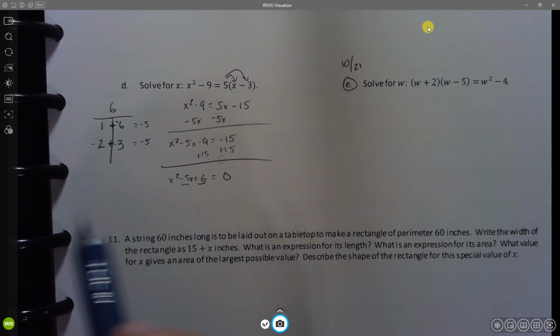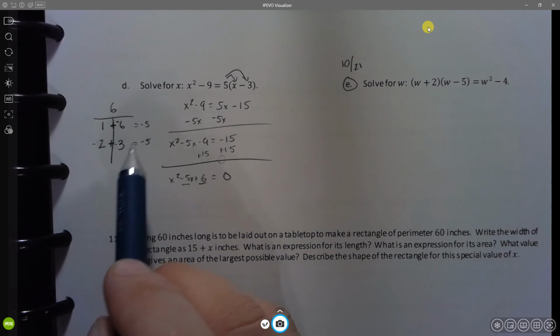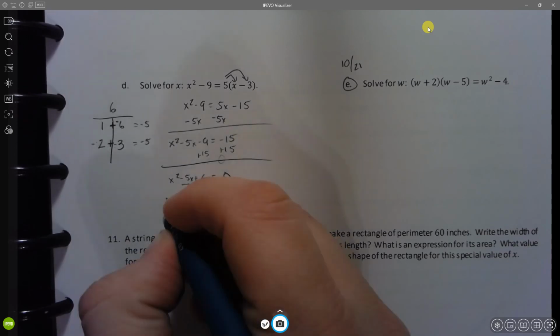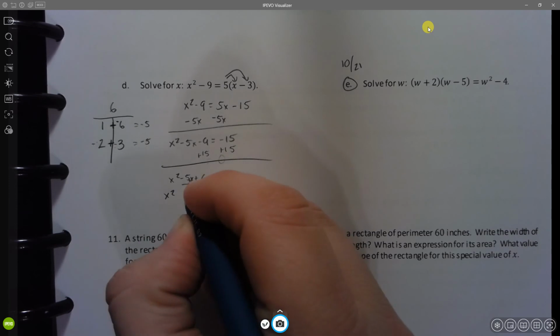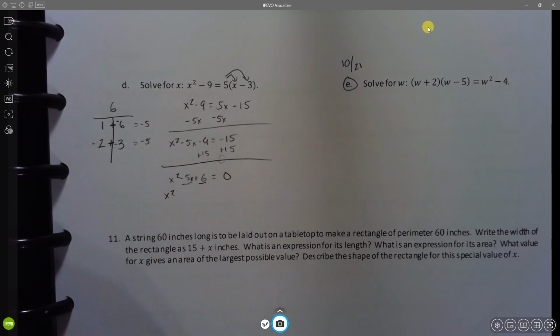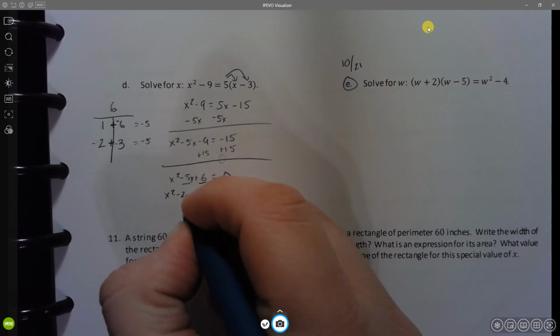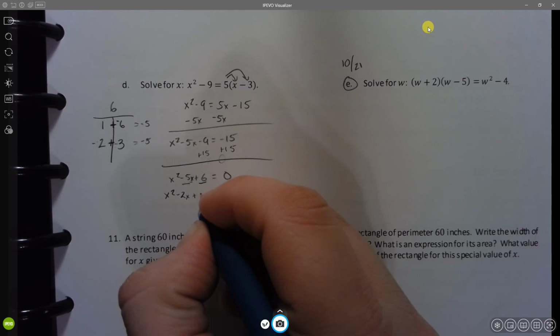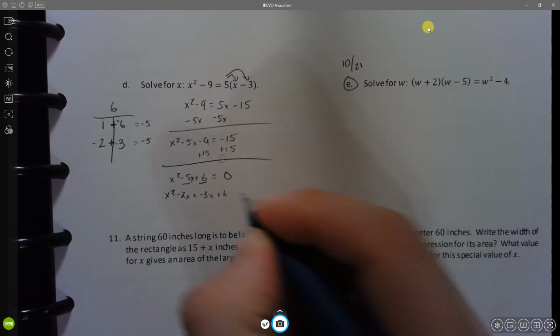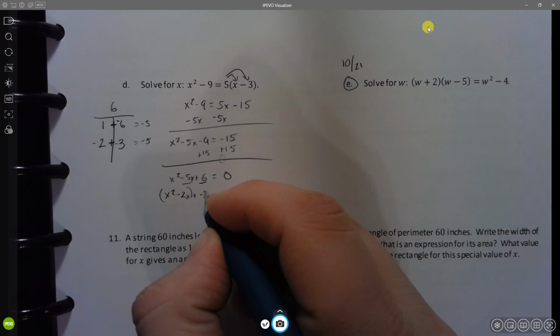So negative 2 plus a negative 3 is a negative 5. Negative 2 times a negative 3 gives me a positive 6. So what you do is you take the x squared, and then you take the negative 5x, and you break them into these two factors with the variable x at the end of it. So a negative 2x plus a negative 3x, okay, plus 6. Now you group these factors together, okay?